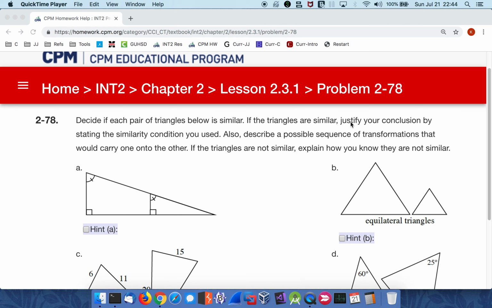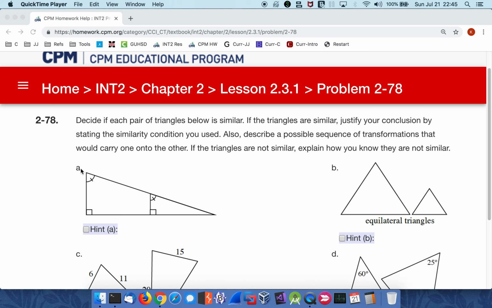So if the triangles are similar, justify your conclusion by stating the similarity condition you used. Also, describe a possible sequence of transformations that would carry one onto the other. If the triangles are not similar, explain how you know they are not similar.